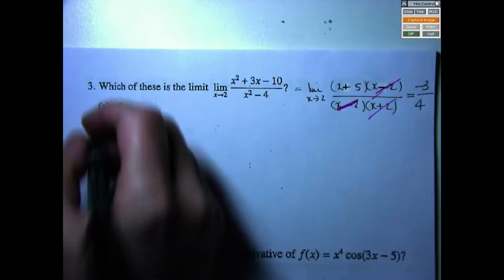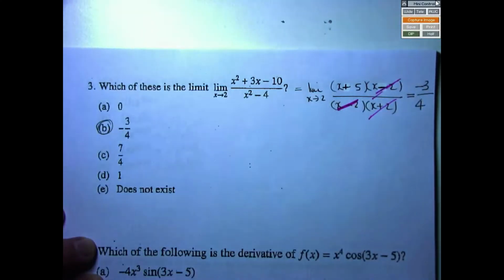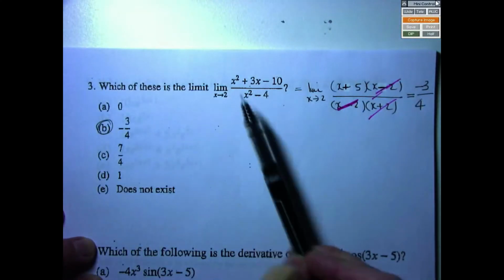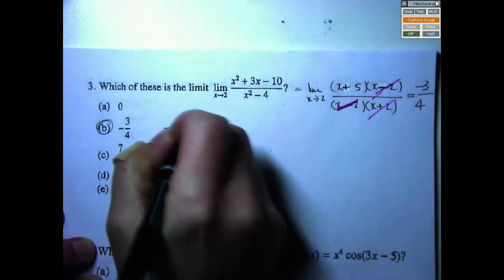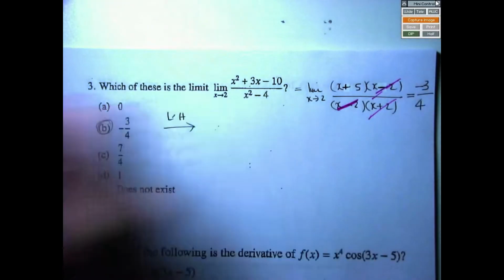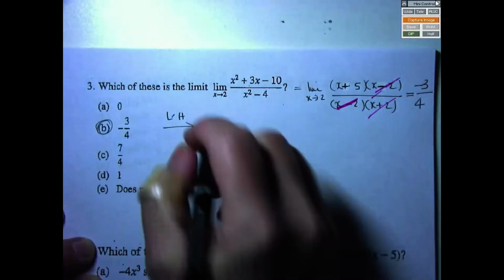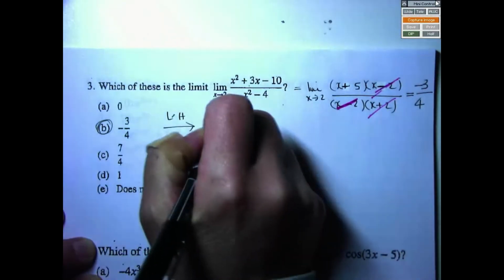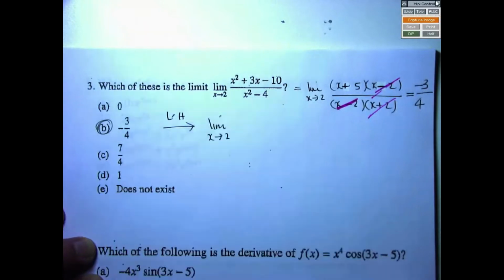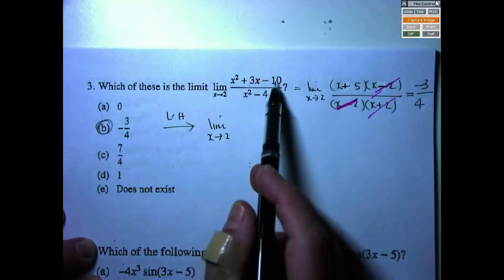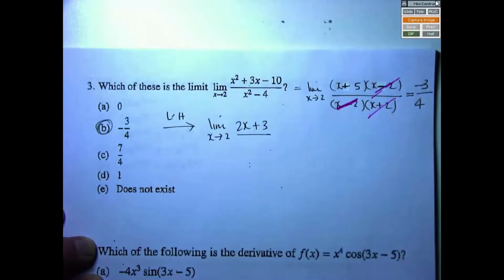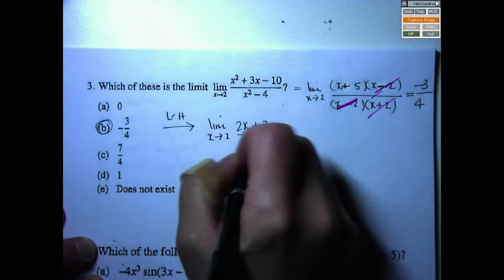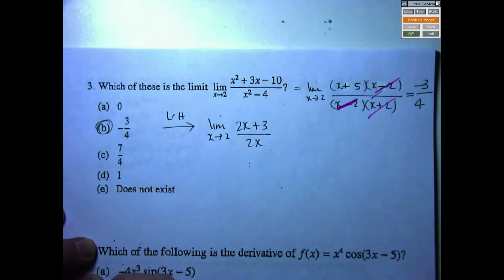All right, the answer here is B. Also, since the limit is equal to 0 over 0, you could also have used L'Hopital's rule. Alternatively, by L'Hopital's rule, we could have said that this limit is equal to the limit as x approaches 2 of the derivative of the numerator, 2x plus 3, over the derivative of the denominator, which is 2x.